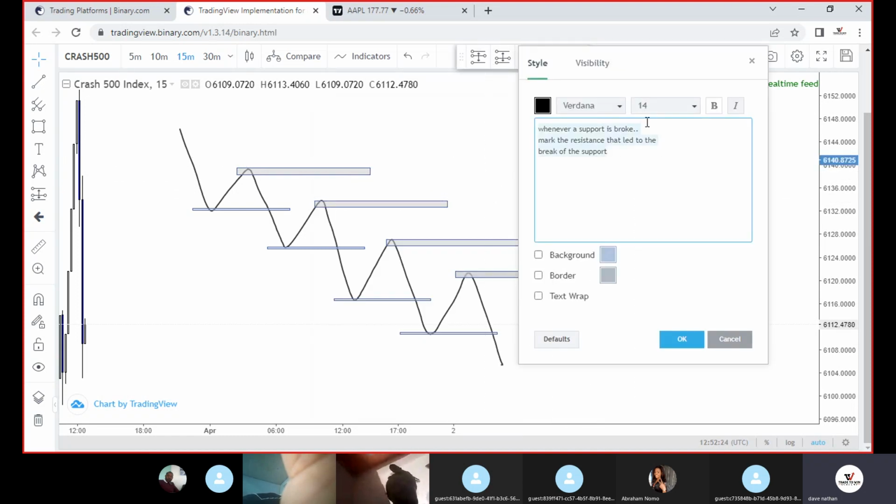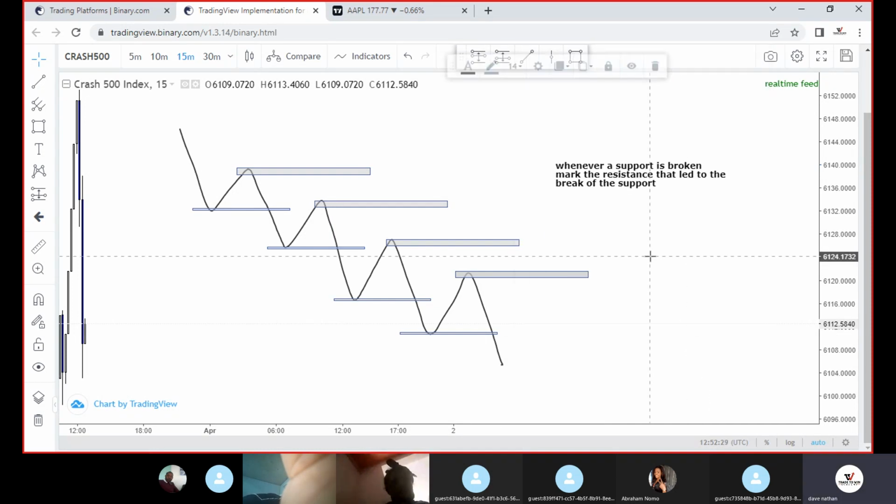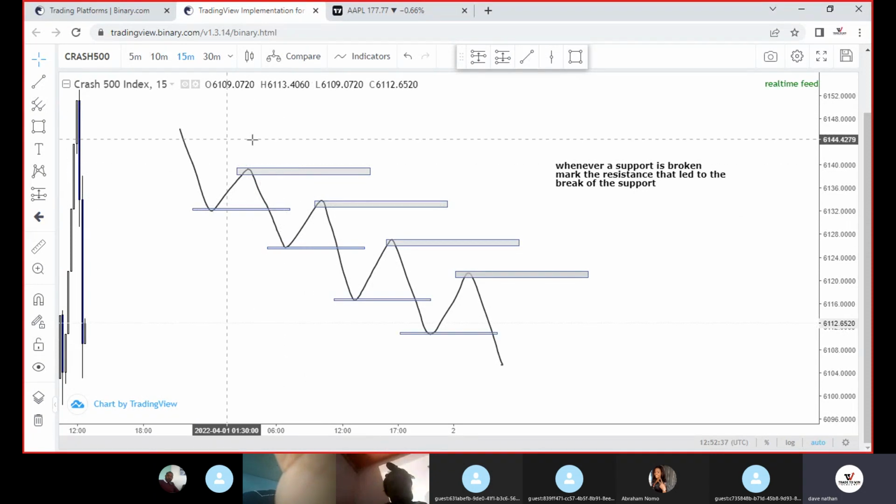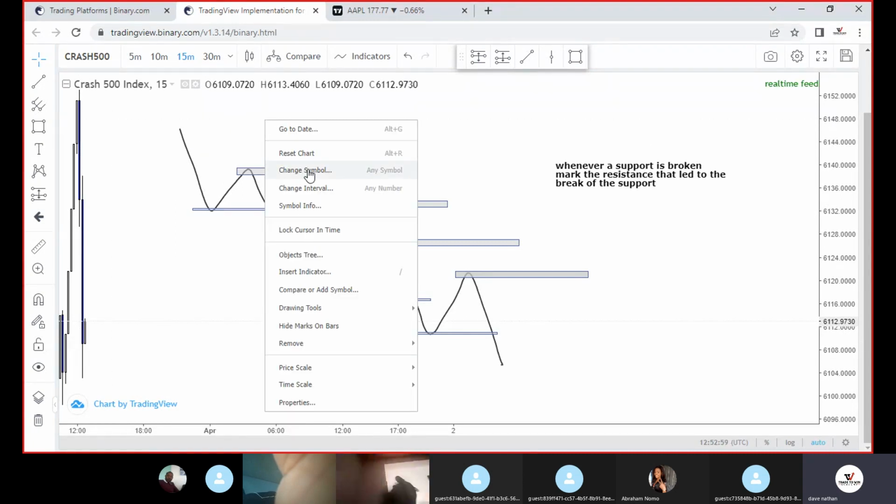So whenever a support is broken, why is this important? Whenever a support is broken, the resistance that led to the break of that support, price can always or may likely come back to that level. It's most times called a footprint that the market leaves for us, because price would want to go back to where it originated and then continue its move towards the downside. It doesn't happen always, but it's certain to happen.